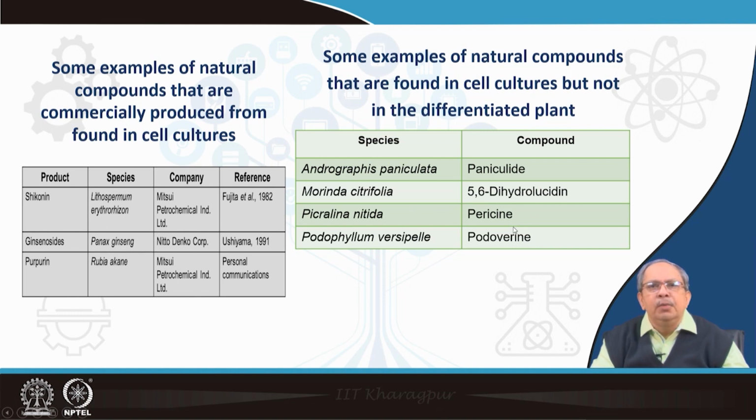But this is relatively rare. Now, if you see on the left side, there are plant cell culture based products which have gone to industry, that means they are produced at commercial scale. One is shikonin, one is ginsenosides, another is berberine, and Taxol is also another candidate which I have not put in the list. Taxol is basically an anti-cancer drug.